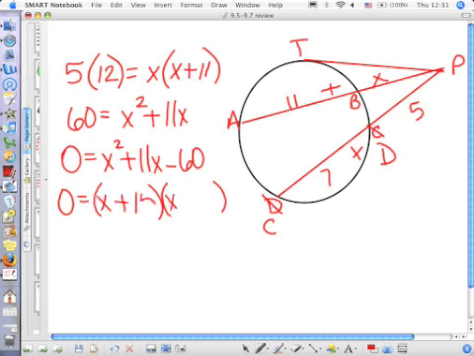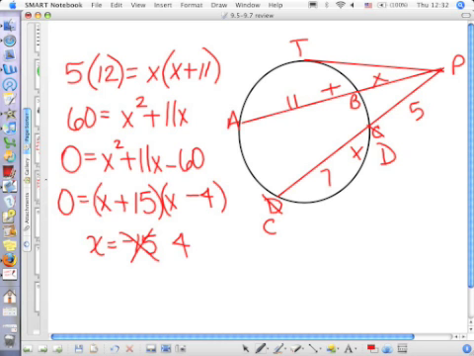So it's 4, 15, 4. Sorry about that. 15 times 4 gives me 60, and 15 minus 4 gives me 11. So my answer is either negative 15, which can't be because it's a length and can't be negative, or 4. We're going to have to remember that. So x is equal to 4.